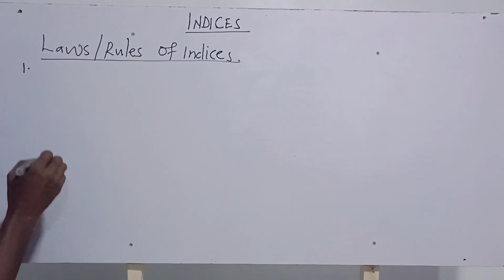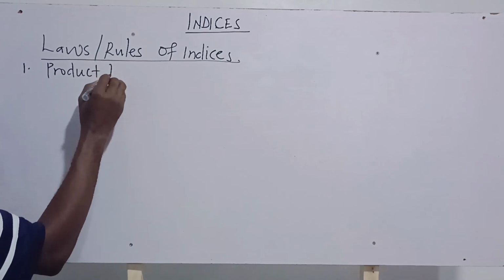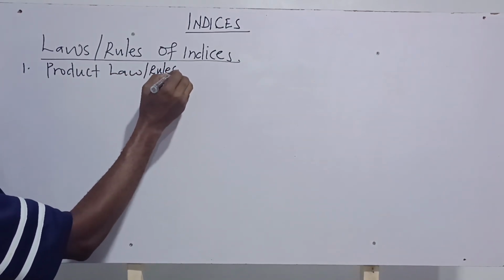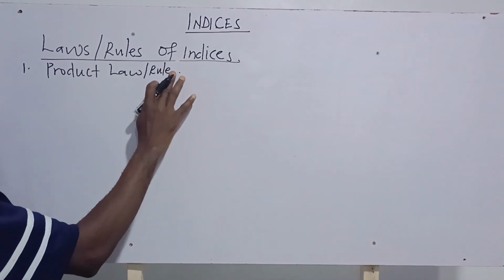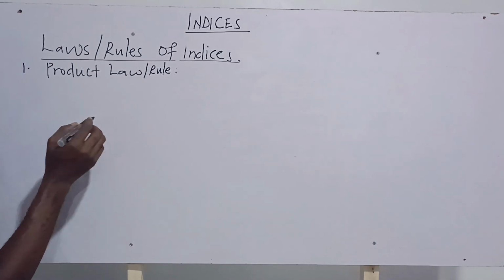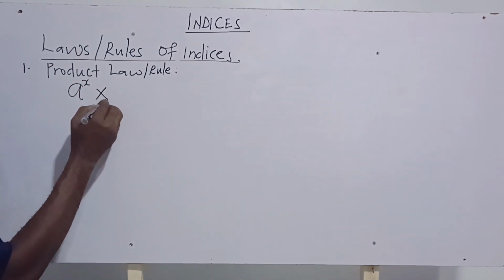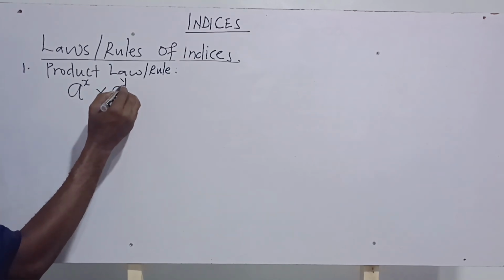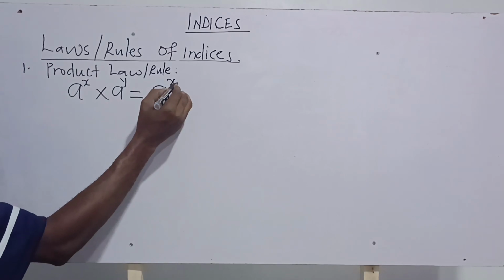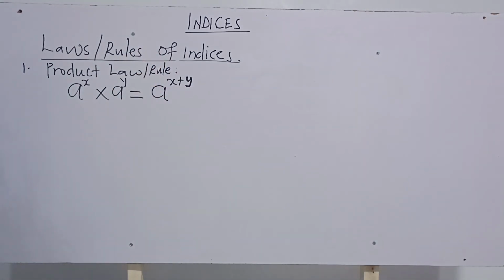The first on the list is the product law or rule. And what does it say? It says a raised to power x multiplied by a raised to power y is equal to a raised to power x plus y.